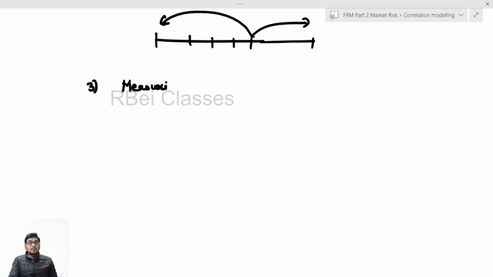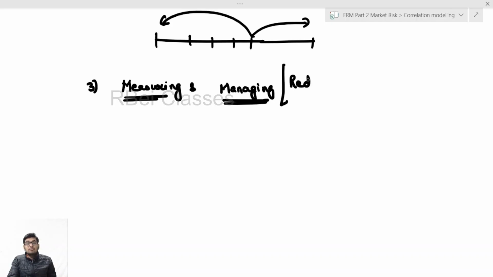Measuring and managing risk. Clear. Measuring means quantification, managing means what steps you are taking to actually manage your risk, or rather I will use the word reduce risk. See, if you are using the word eliminate, you cannot eliminate the risk.